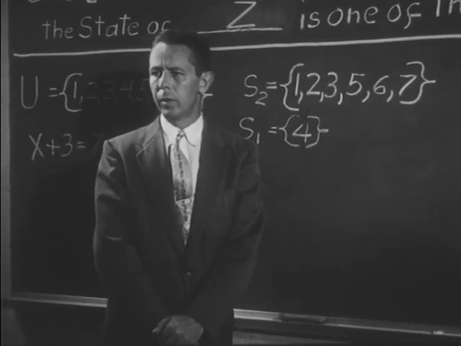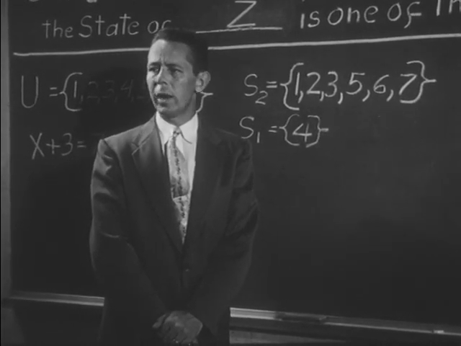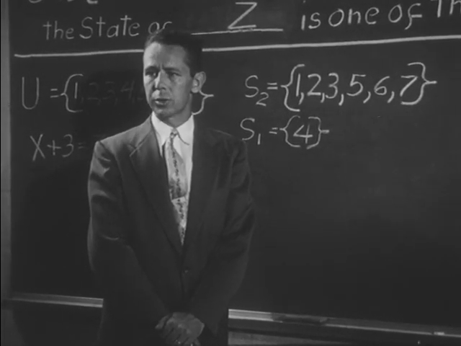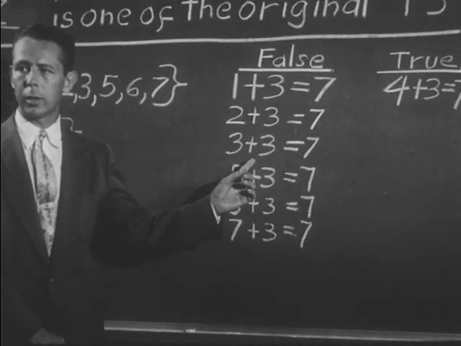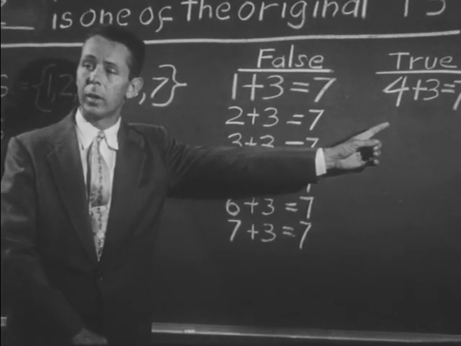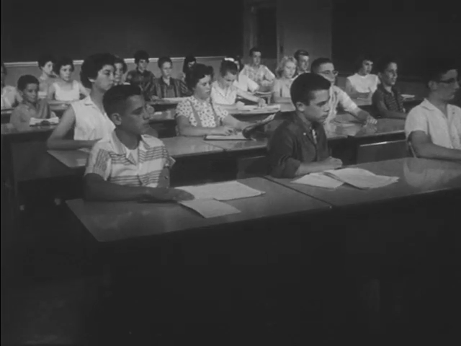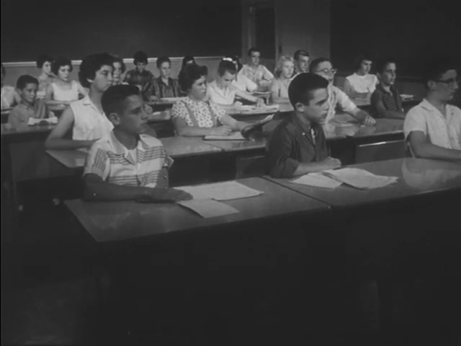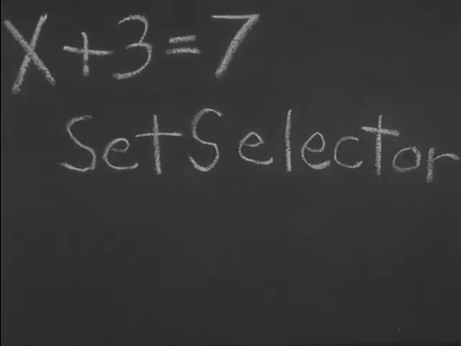Now we have two subsets of the universal set, U. On what basis did we divide the universal set into two subsets? Why did we put some numbers here under false and one number here under true? Well, it's all whether or not x plus 3 equals 7. That's right, Janice. This statement here really selected the two subsets, didn't it? Yes. And that's why we call it the set selector.